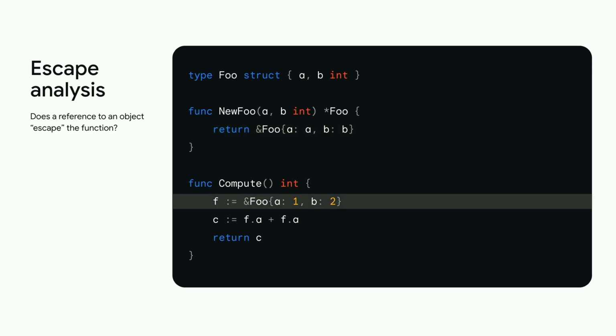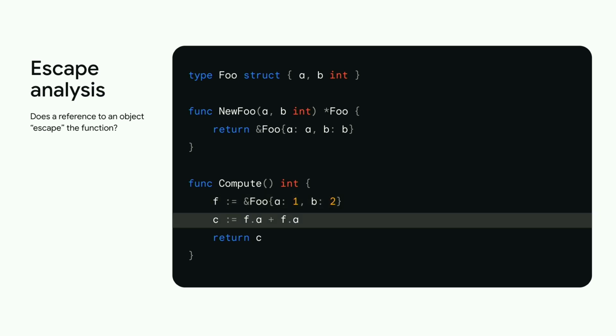In the second function, on the other hand, we create a foo object and get a pointer to it just as before. However, the uses of the pointer, f, are all contained within the function. By the time the function returns, f is no longer used. So it's safe to put this object on the stack. This is great.